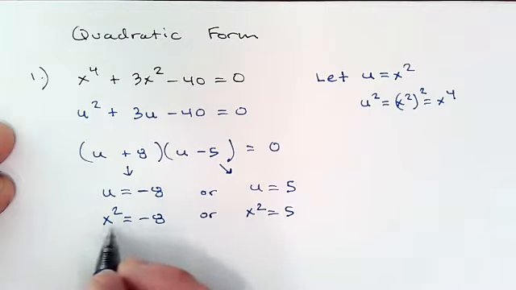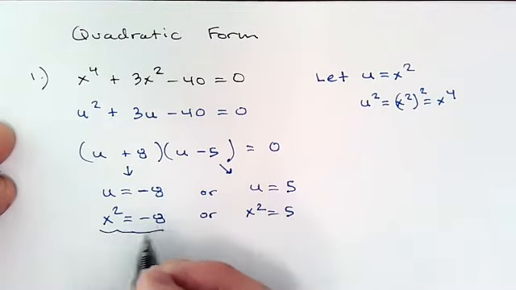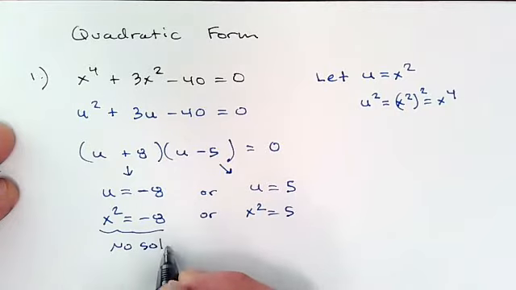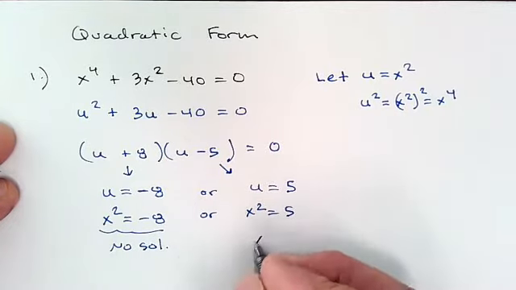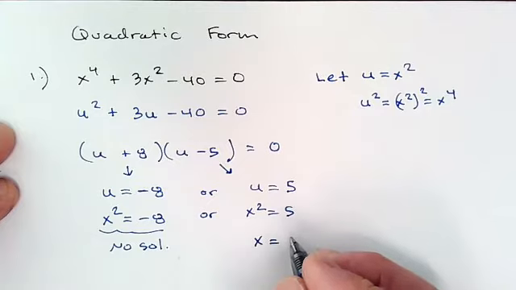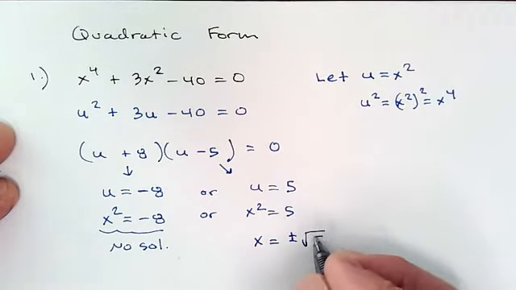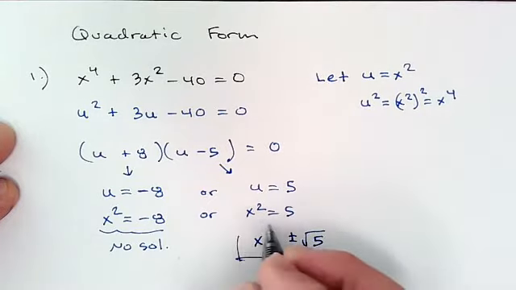This, of course, has no solution. You can't square a number and get a negative answer. So this one's no solution. But if x squared equals 5, that means there's two solutions here. X equals plus or minus the square root of 5.